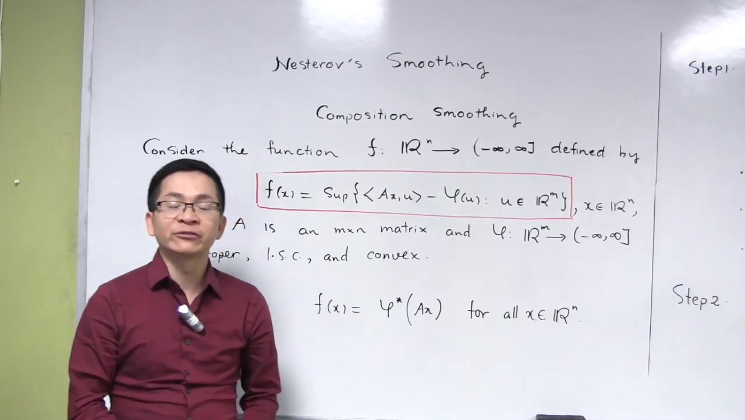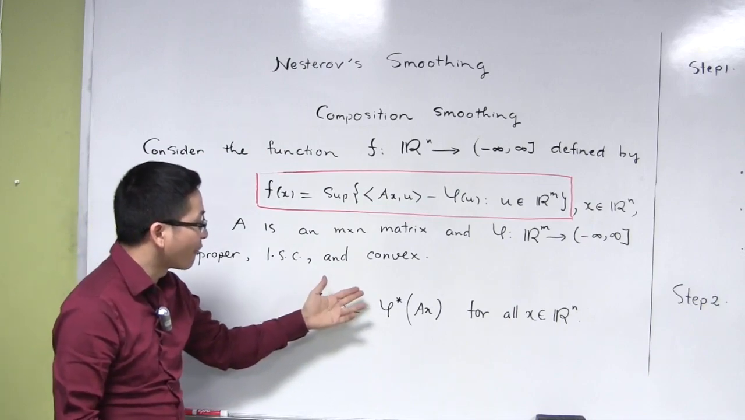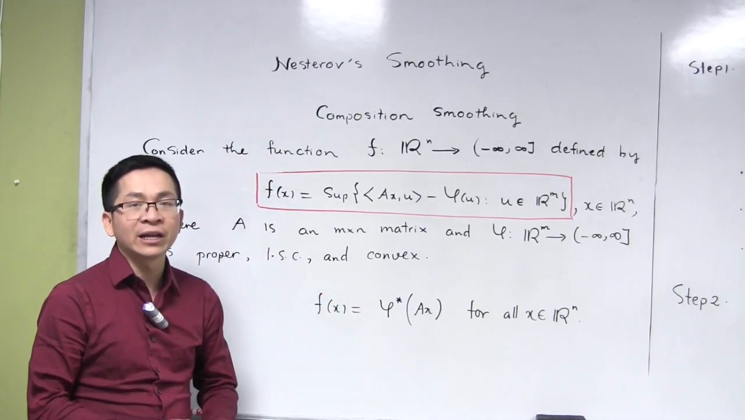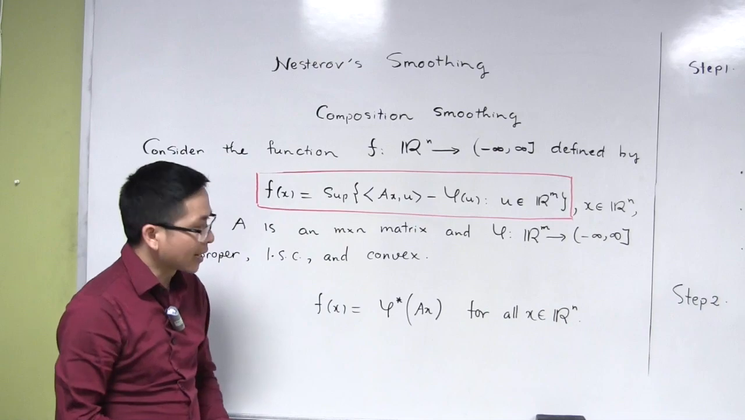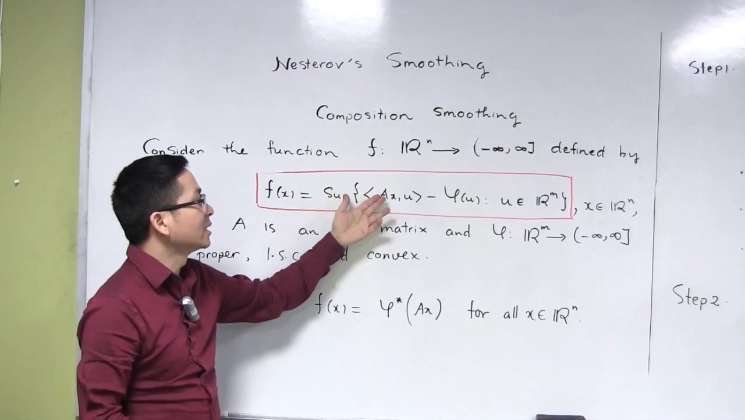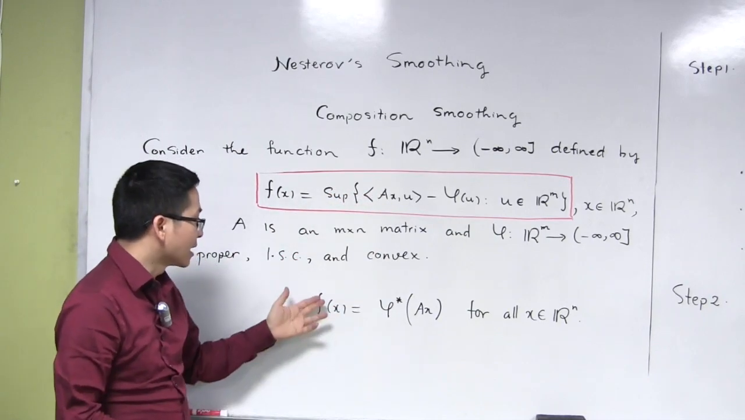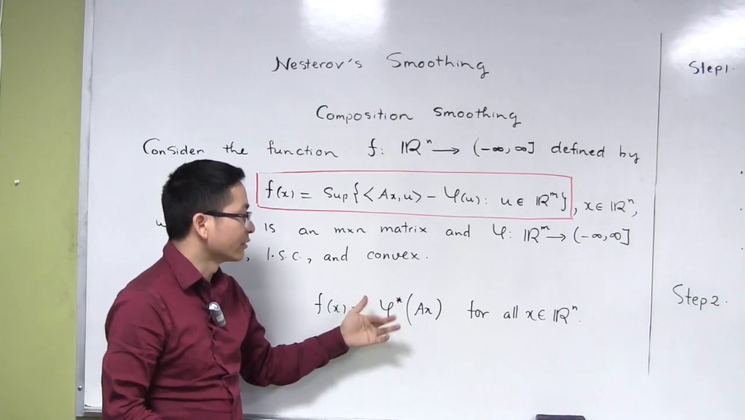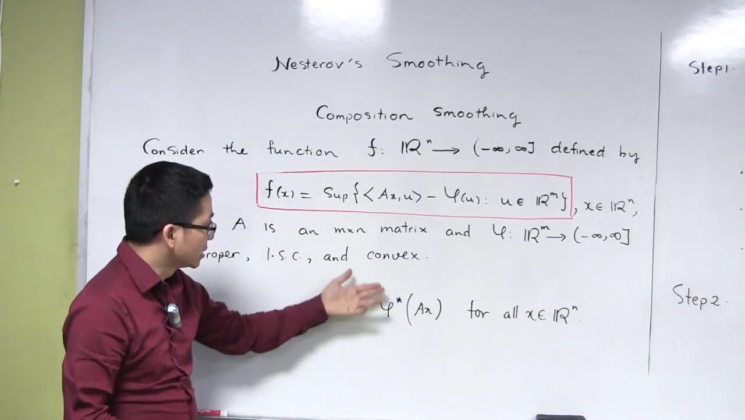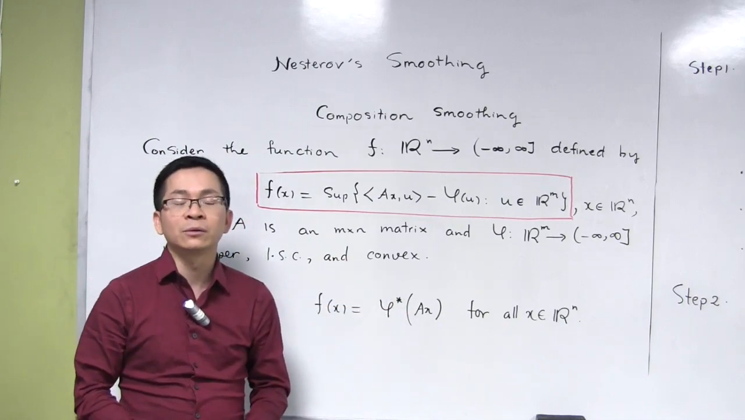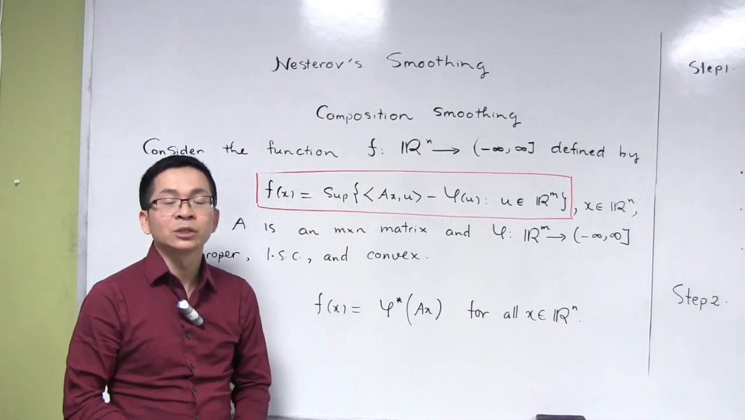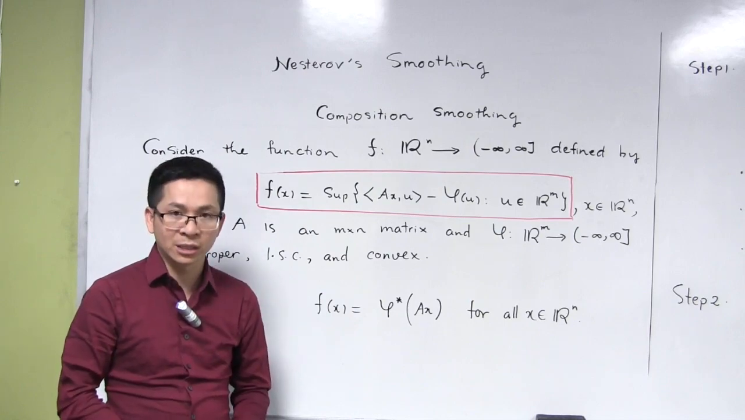We can observe from the definition that f(x) is φ star of Ax for all x in R^n. Here, φ star is the Fenchel conjugate of φ. In the previous lecture, we already considered a particular case of this class of functions where A is the identity matrix. In that case, f is just the Fenchel conjugate of the function φ. In today's lecture, we are going to consider this new class of functions, and we will follow a very similar procedure to that considered in the previous lecture to build such smooth approximations.